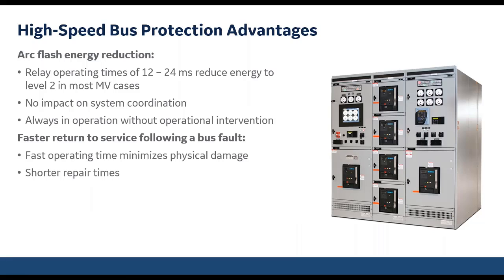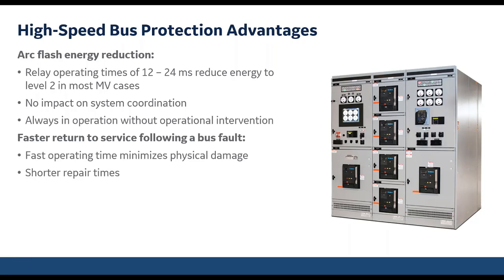So, high-speed bus protection advantages. When we talk about high-speed tripping, we're talking about tripping in about a cycle, so about 12 to 24 milliseconds, so a cycle and a half. High-speed tripping is advantageous in that it can reduce arc flash energy and minimize equipment damage. So, for example, saving a transformer versus replacing it, being able to repair it on site versus completely taking it out and replacing it. The cool thing about bus protection is it has no impact on system coordination.